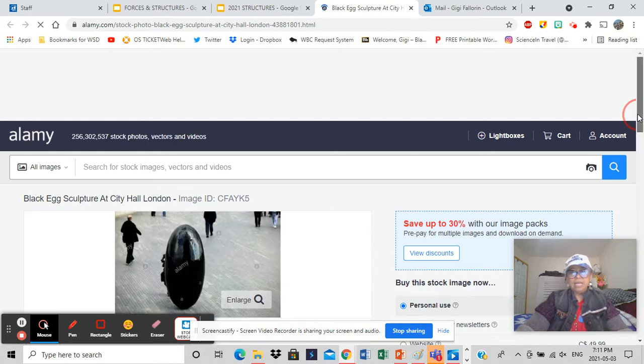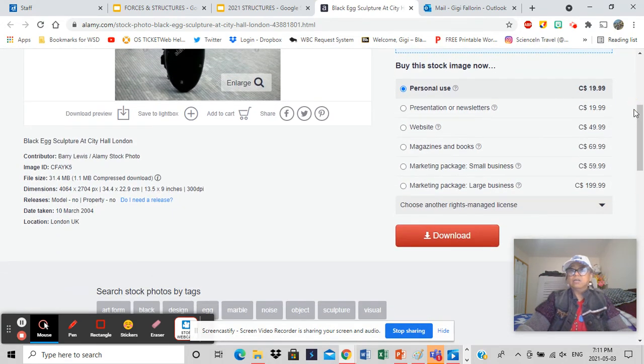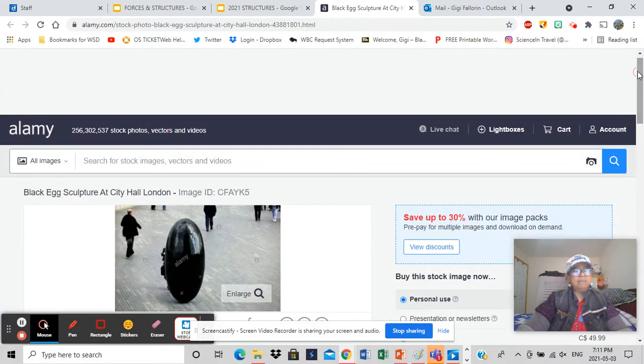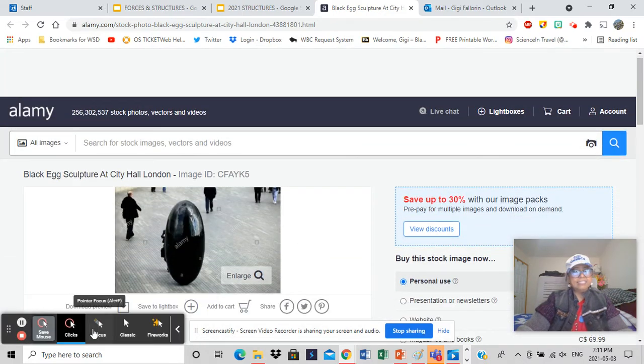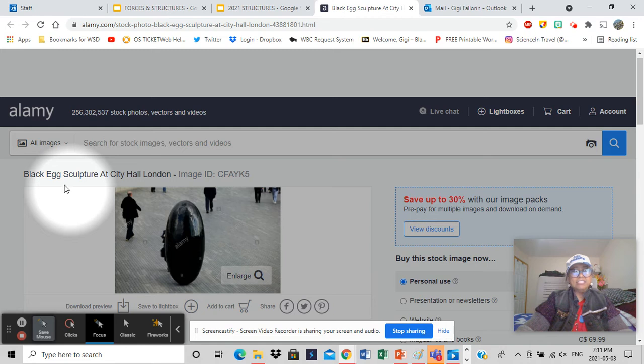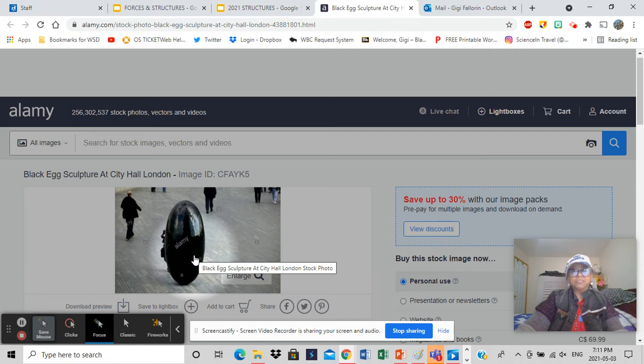So this is actually what tourists coined, they've given a name to it, they say it's the Black Egg Sculpture at the City Hall of London. If you are in London, very close to the Tower of London, walk a few steps to the right of the tower, you get to see the city hall, and kind of in front of it would be this black egg sculpture.